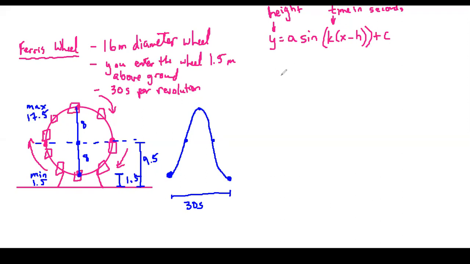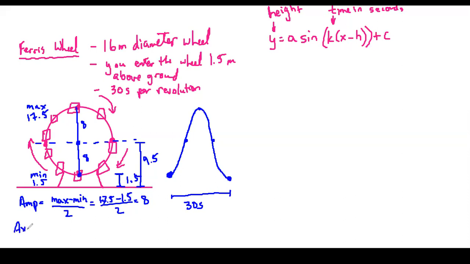If you remember last week, we said we could define what our axis would be and what our amplitude would be based on the max and min. So if you remember, the amplitude is equal to the max minus the min all over 2. Max is 17.5 minus the min, which is 1.5, over 2. That's 16 over 2, which is 8. Coincidentally, that's also the radius of this Ferris wheel. So the amplitude is 8 here.